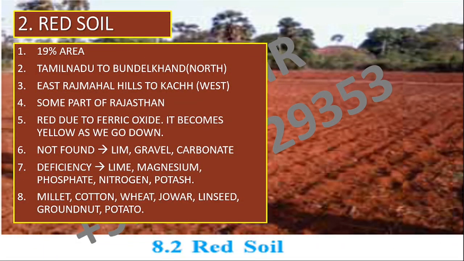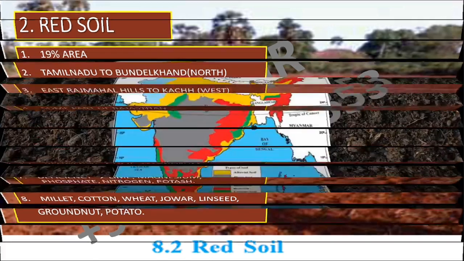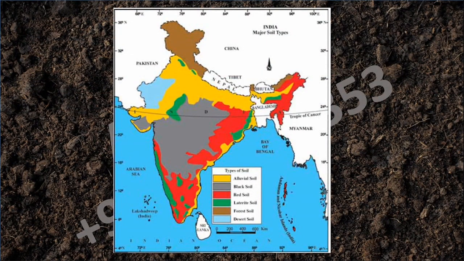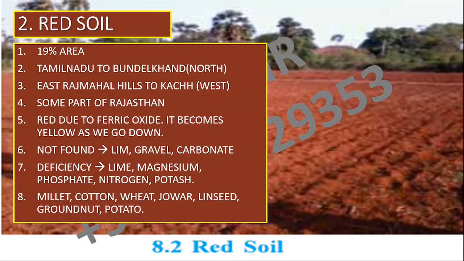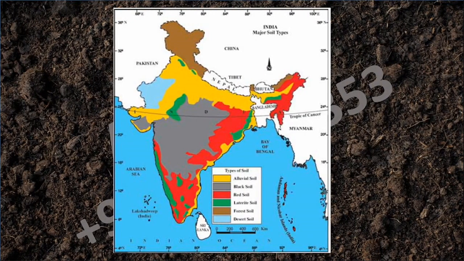The second soil is red soil, and it is about 19 percent of the total area of India. Here you can see red soil is available mostly in the northeast, or the very right side of the plateau of South India. If we talk about the east side, it is from Tamil Nadu to Bundelkhand, and from the west it is till Kutch.